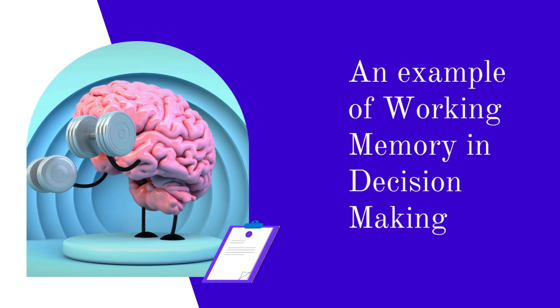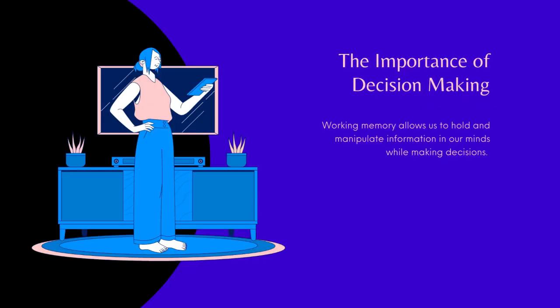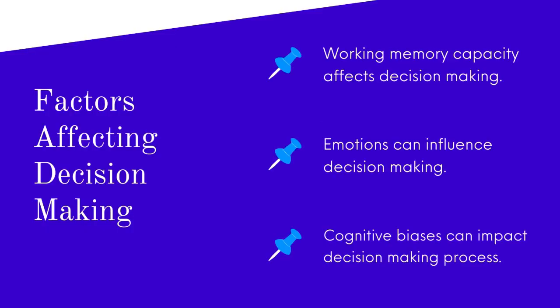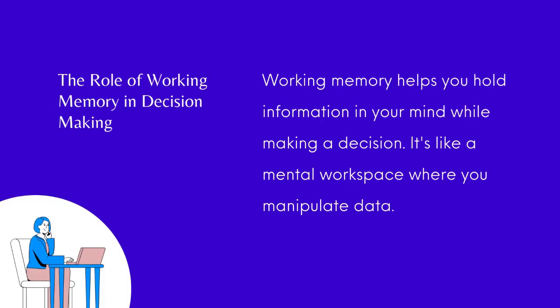An example of working memory in decision making. The importance of decision making. Working memory allows us to hold and manipulate information in our minds while making decisions. Factors affecting decision making. Working memory capacity affects decision making. Emotions can influence decision making. Cognitive biases can impact decision making process. The role of working memory in decision making. Working memory helps you hold information in your mind while making a decision. It's like a mental workspace where you manipulate data.